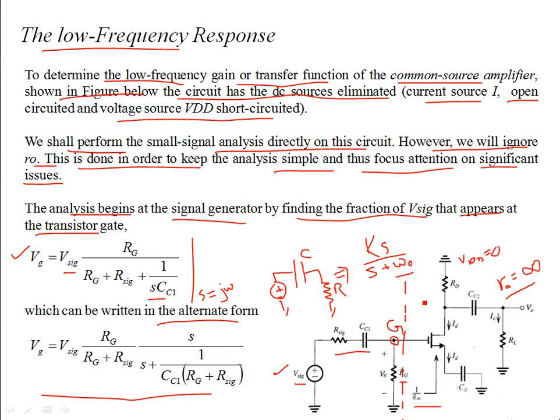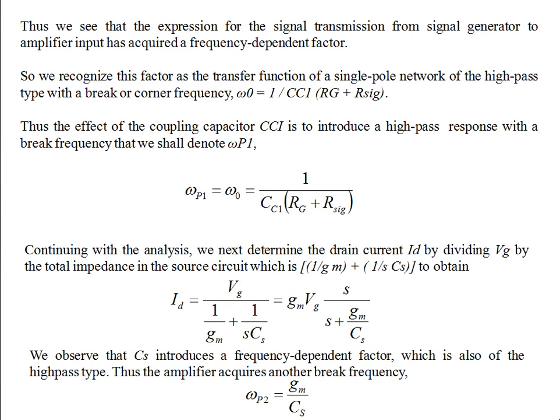This 3 dB frequency is 1 over CC1 times RG plus R signal. You can see the frequency dependence occurs at the gate of the MOSFET. So that's the fraction: Vg is the fraction of V signal that is available at the gate of the MOSFET. So we see that the expression for the signal transmission from the signal generator to the amplifier input has acquired a frequency dependent factor.